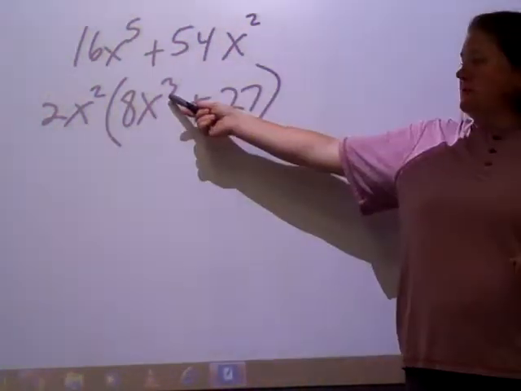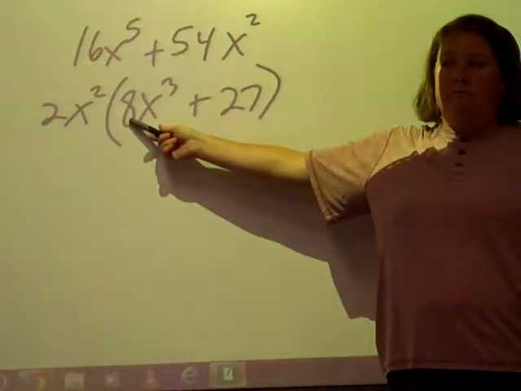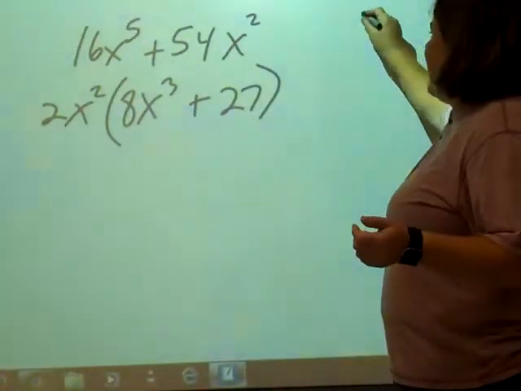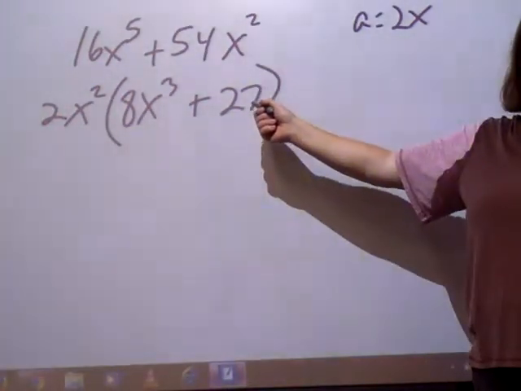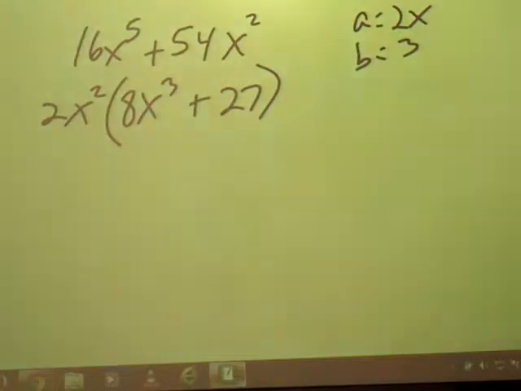I know x cubed is a perfect cube. What about 8? Is 8 a perfect cube? Yes, 2 times 2 times 2, right? So I know my A is going to be 2x. What about 27? Yes, 3 times 3 times 3.